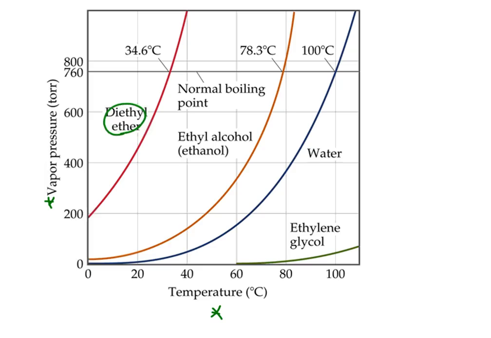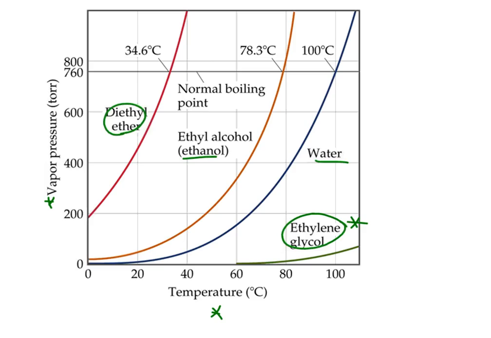Ethylene glycol, on the other hand, the one down here in the lower right-hand corner, right? That one hardly has any vapor pressure at all until you get up to 60 degrees Celsius. And even then, the vapor pressure is very low. So ethylene glycol must have pretty strong attractive forces where it's very difficult for the molecules to separate from each other. And then in between the two of those, we have ethanol, ethyl alcohol, and water. So you can see based on this diagram, the ethyl alcohol at a given temperature would have a higher vapor pressure than water, which means its molecules must have weaker attraction than the water molecules do for each other.